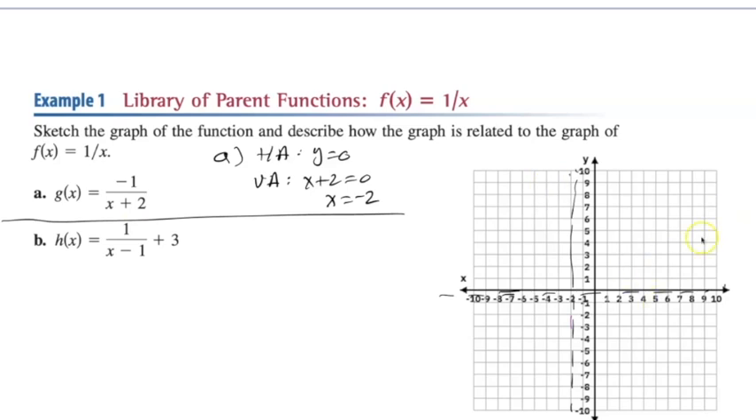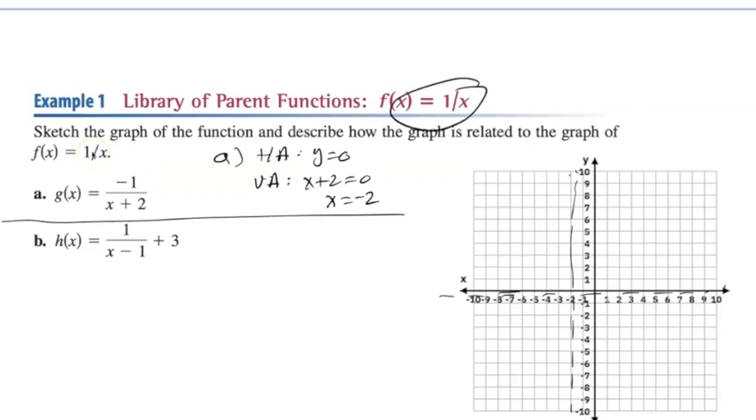Then I have to figure out what goes on this side and what goes on this side. You can pick a point and plug it in if you want, but we know what the 1 over x graph looks like. We know this graph. It looks like this. But it's a negative on the outside, so it's a vertical flip. We're going to flip it upside down, so it's going to be here and here-ish. Not my best graph, but like that. So you could do it the proper way.